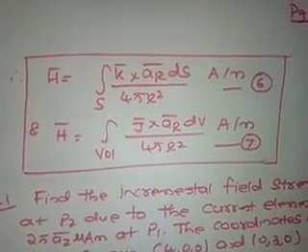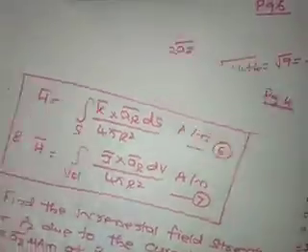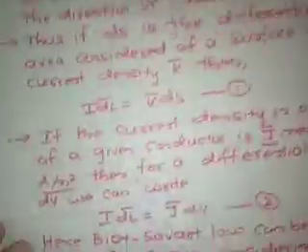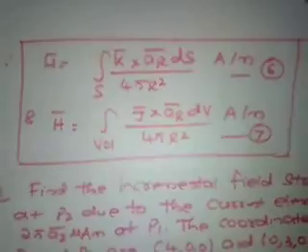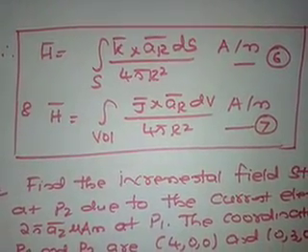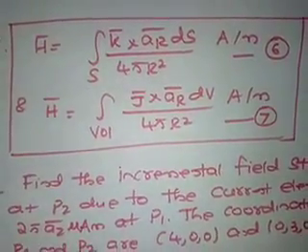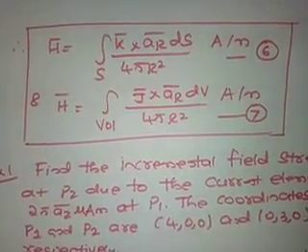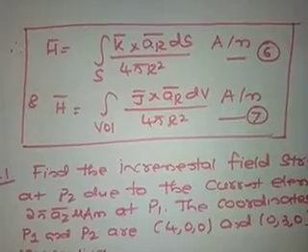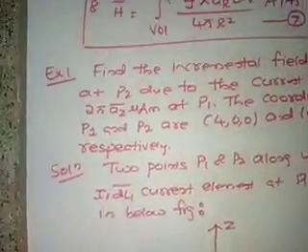Similarly for the volume integral, wherever it is I dl, replace it by J dV. If you replace by J dV, then we will get H bar is equal to the volume integral of J bar cross aR bar dV divided by 4 pi R square ampere per meter. So these are the two equations which we have obtained for the Biot-Savart law for the surface current and for the volume current. In terms of surface current and volume current, I have obtained the equation for H bar, that is magnetic field intensity. We will solve a few examples here.